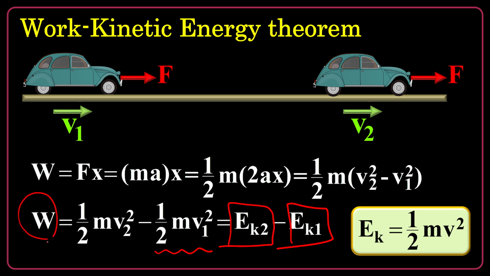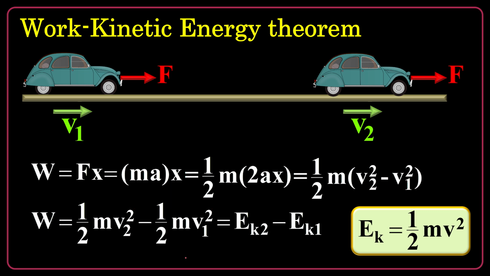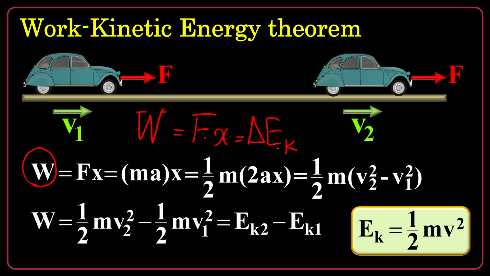Actually, if W is the addition or subtraction of two terms, both must have the same unit as the work. So if the unit of work is joule, kinetic energy accordingly will have the same unit in SI, joules. More than that, the work-kinetic energy theorem tells us that the work done by the net force is the change in kinetic energy of an object. So work done by the net force, the net force multiplied by x, is the change in kinetic energy of the object.